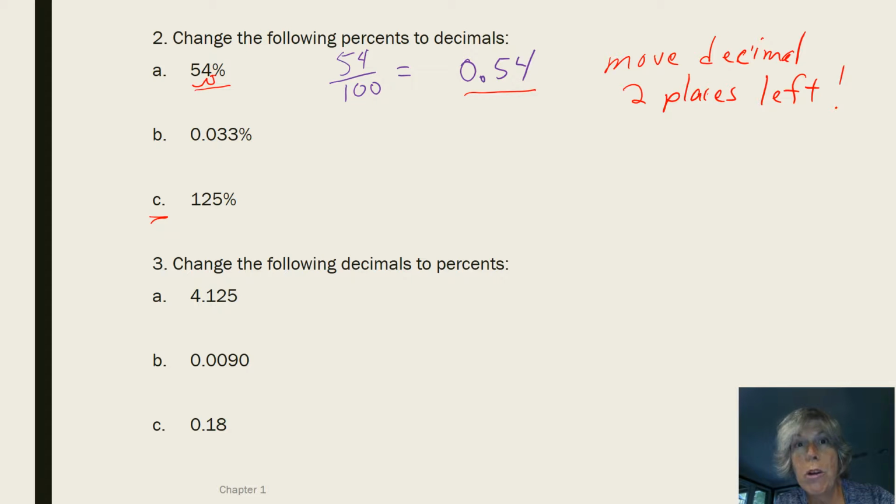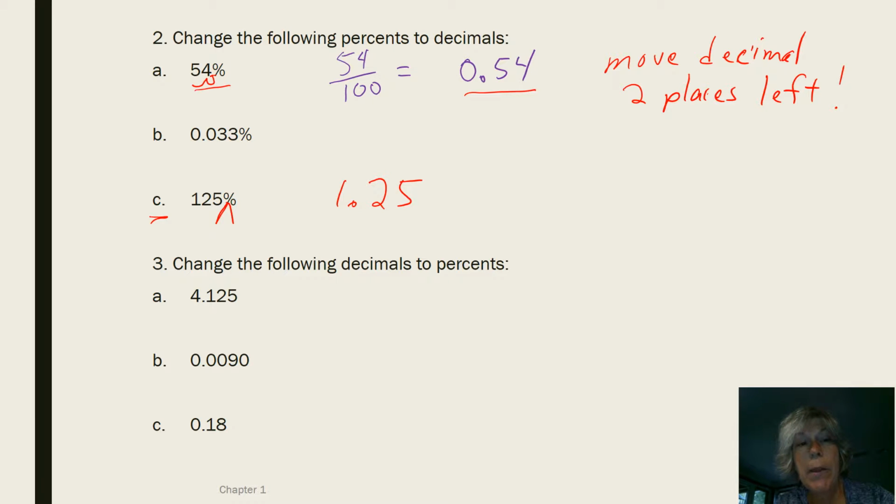125% means it's more than 100%. It's more than 1. 1 is 100%. So moving the decimal 2 places to the left is 1.25. And that makes sense. 125% is more than 1. 1 is equal to 100%. 0.5 is the same as a half. That would be 50%.